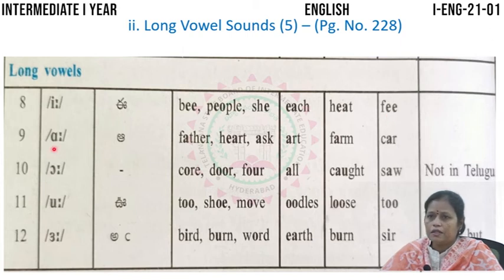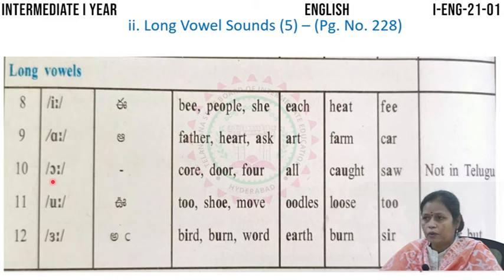Next, the sound as in our first alphabet letter A with 2 dots, as in father, heart, ask, art, farm, car. R is silent, so we only pronounce it as car, right? So this is the phoneme that represents that sound.